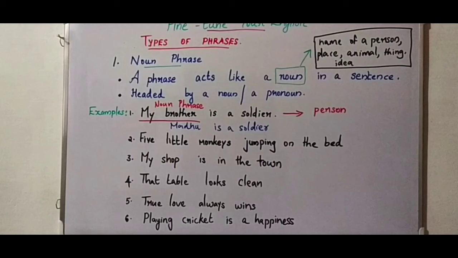See the example given below. Madhu is a soldier. So I just substitute a name there as my brother. Just like that we can substitute names for the noun phrases. See the second example. 5 little monkeys jumping on the bed.